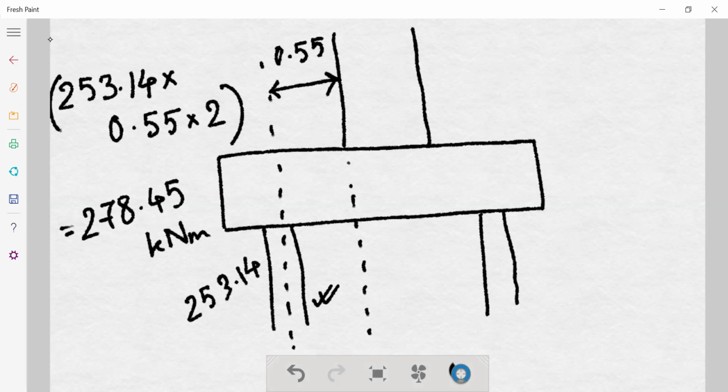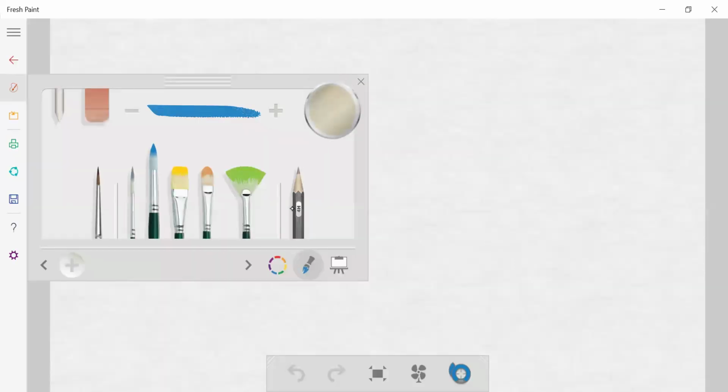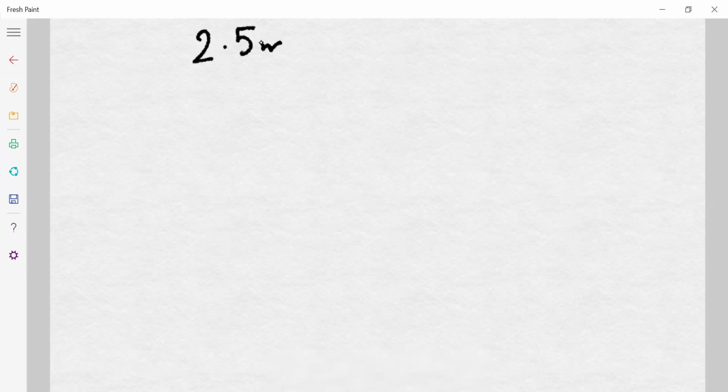Now, when we have to do the design of a pile cap, we have to design the size and the reinforcement. The size, we have already calculated the width. Width was 2.5 meter. Now we have to find out the depth of the pile cap.